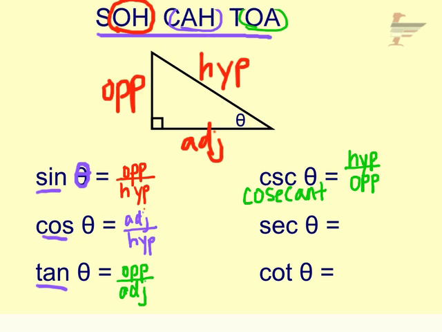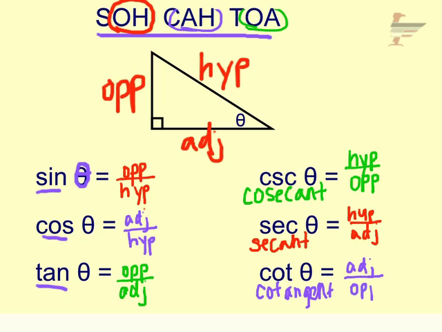SEC stands for secant, and this is the reciprocal function for cosine. So cosine is adjacent over hypotenuse. Your secant will be hypotenuse over adjacent. And then lastly, you have COT, which stands for cotangent, which will be the reciprocal function for your tangent. So we're going to flip our tangent. This will be the adjacent over the opposite.